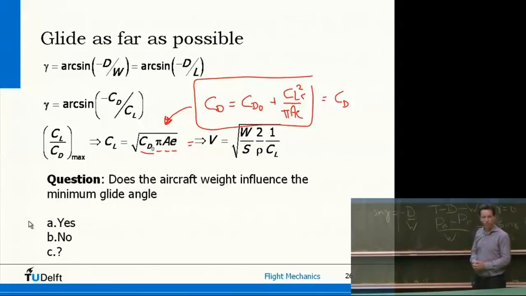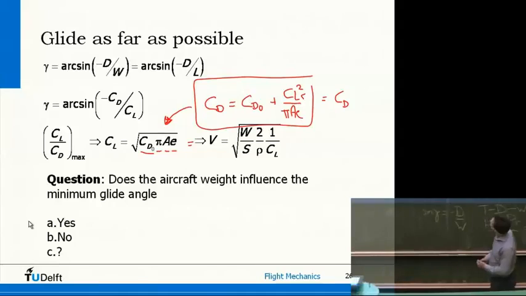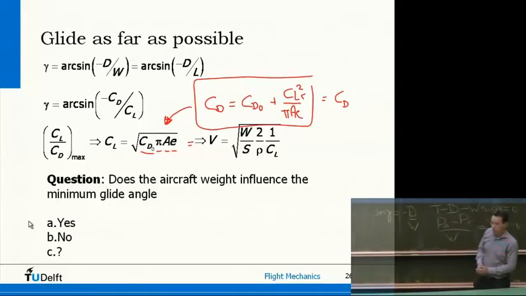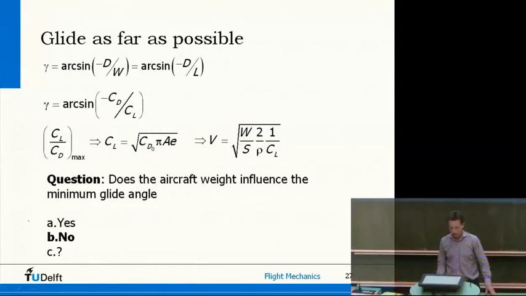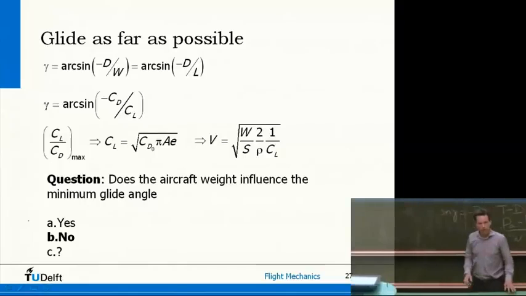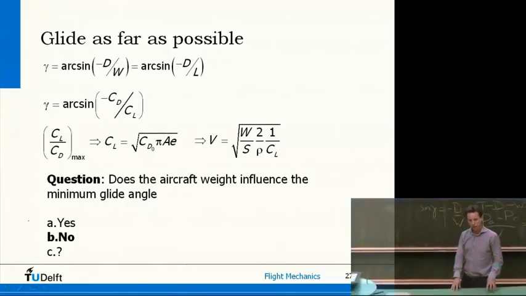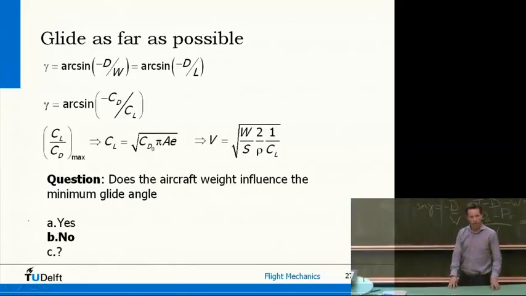A couple of B? A little bit more, and C? Okay, well then, that's good. I think B had a little bit more people here, and that's the correct answer. You can see it from the equation straight away, that gamma, the angle, does not depend on the aircraft weight.